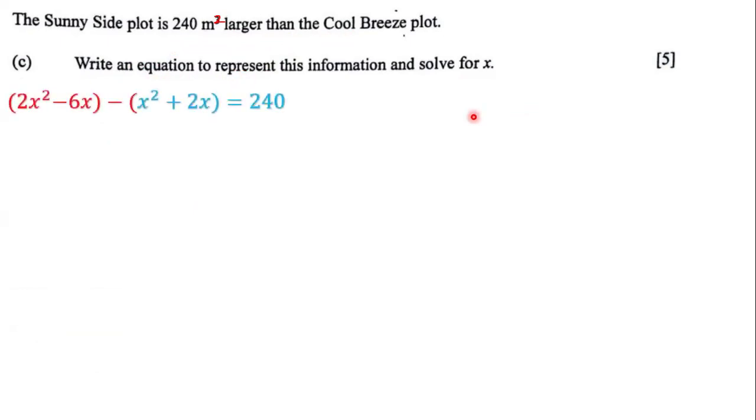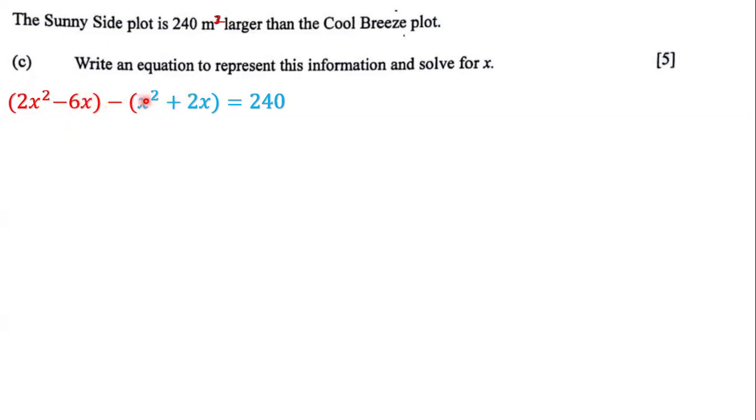And so we know that this expression is for the plot of land in Sunnyside, and this expression is for the plot of land in Cool Breeze. Now we have to subtract them. We put the area of the plot of land in Sunnyside first, because remember this one is larger. So this is the bigger one. We have the bigger area minus the smaller area, so the one in Sunnyside minus the one in Cool Breeze.